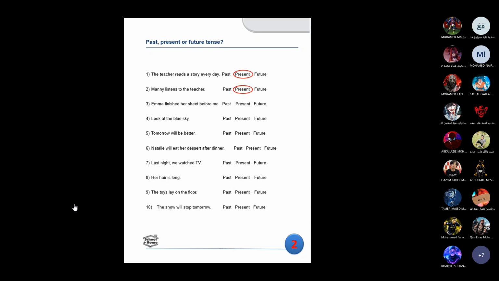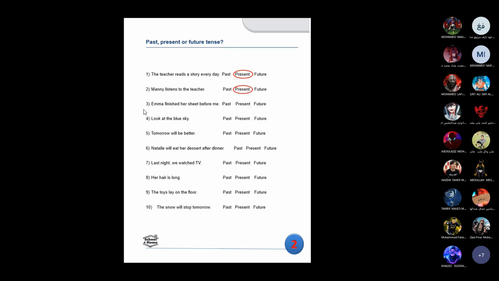Number 3. Amy finished her chat for my bus. Okay, so this is what?